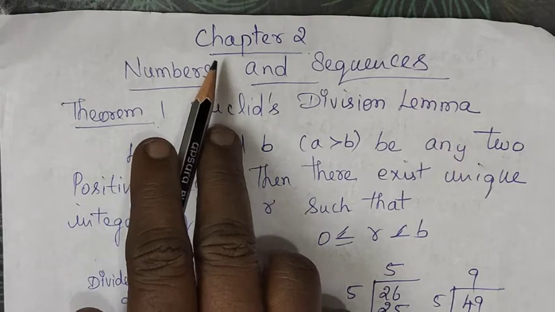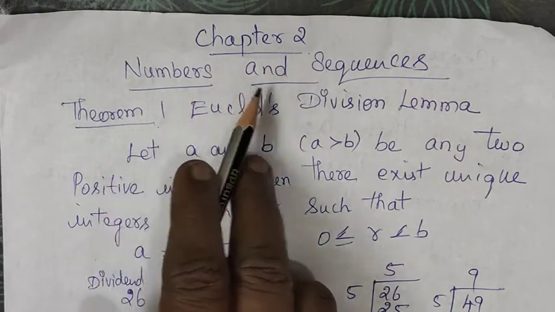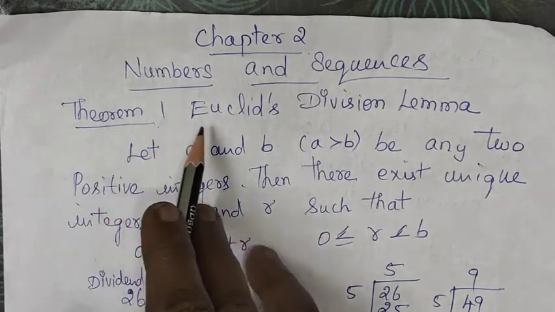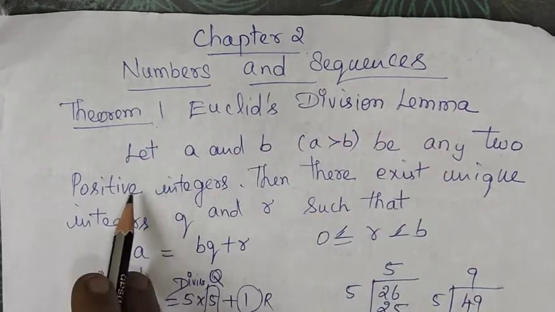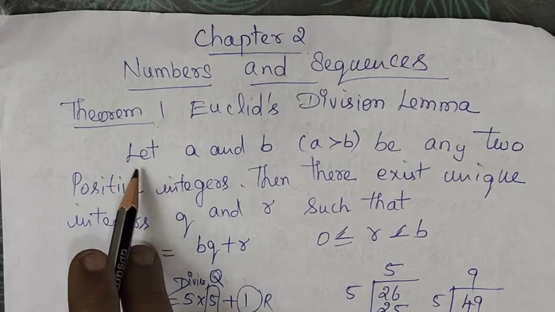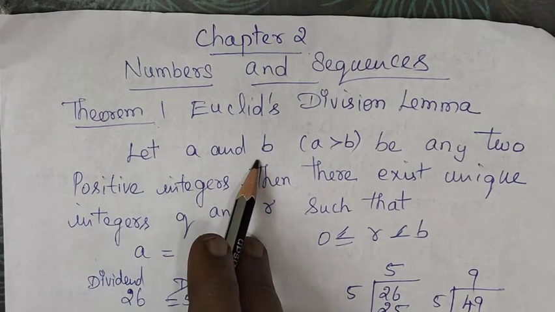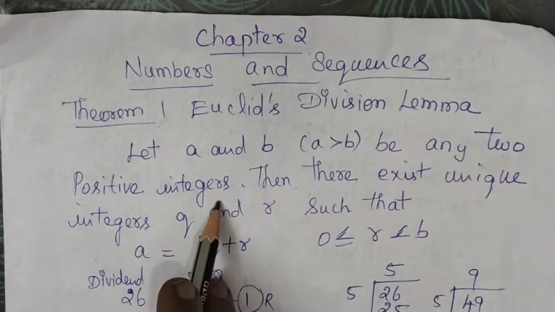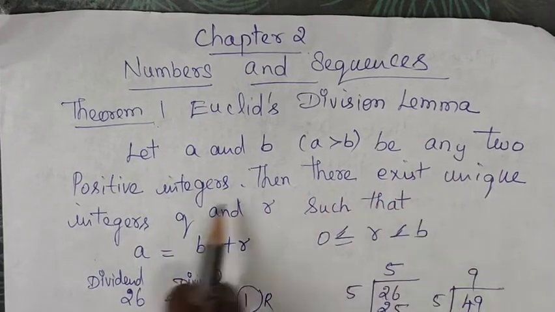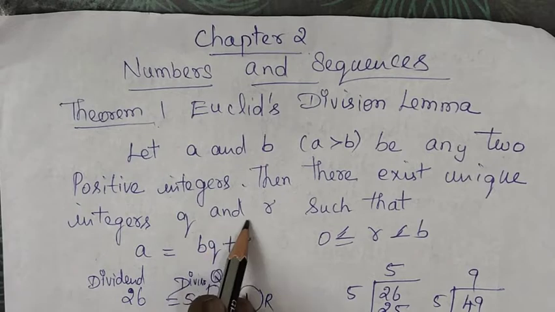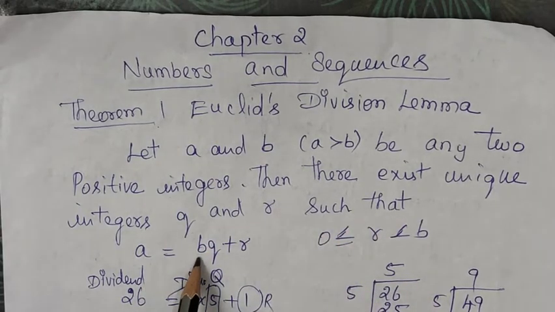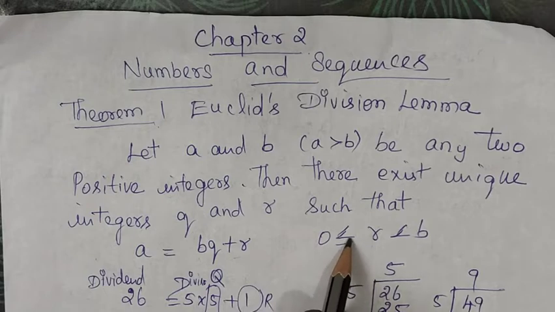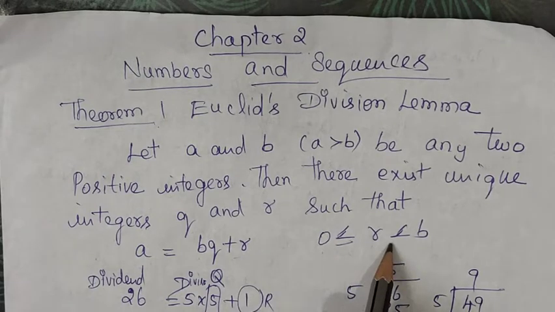Today we will see chapter 2, numbers and sequences. Theorem 1, Euclid's division lemma. It is defined as: let A and B, that is A should be greater than B, be any two positive integers, then there exist unique integers Q and R such that A equals BQ plus R, and R is greater than or equal to 0 and less than B.